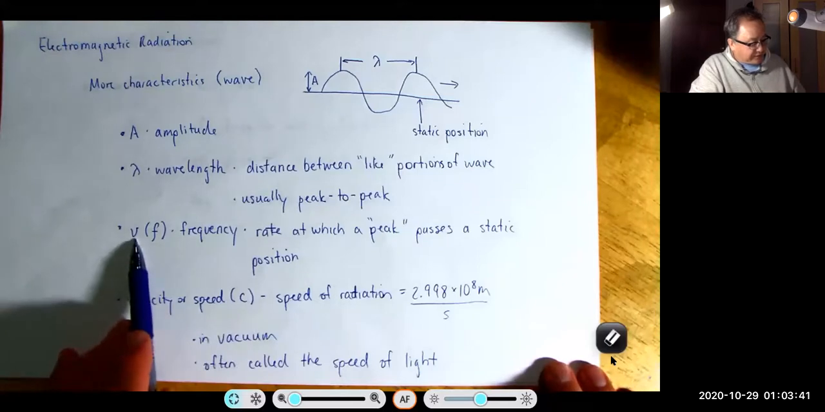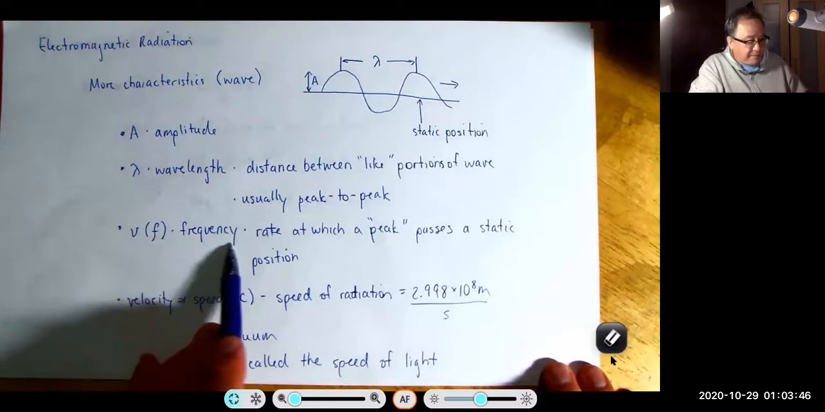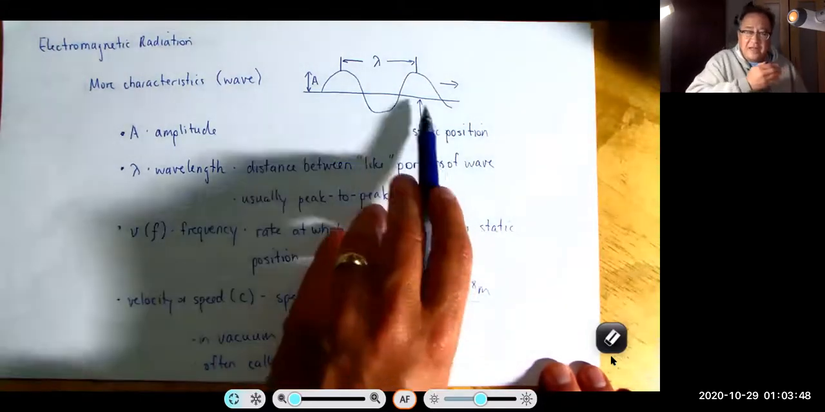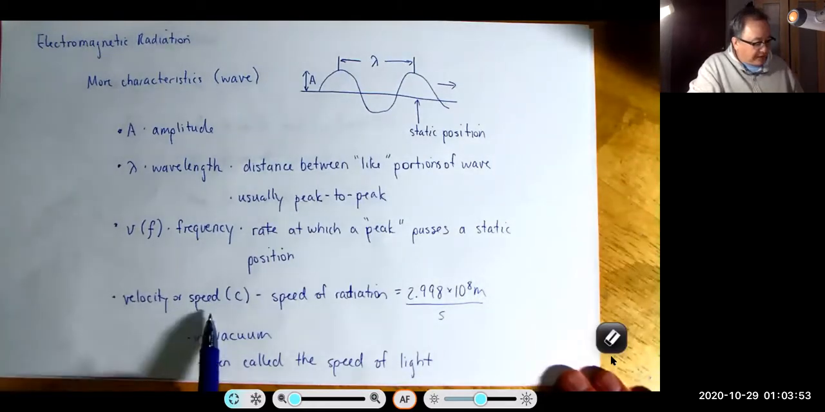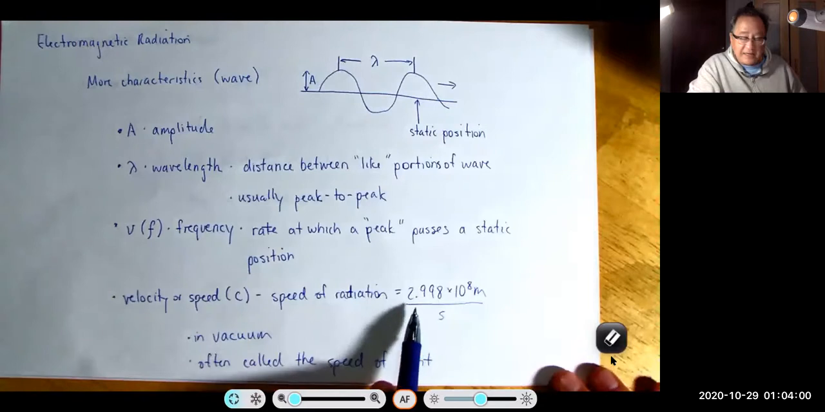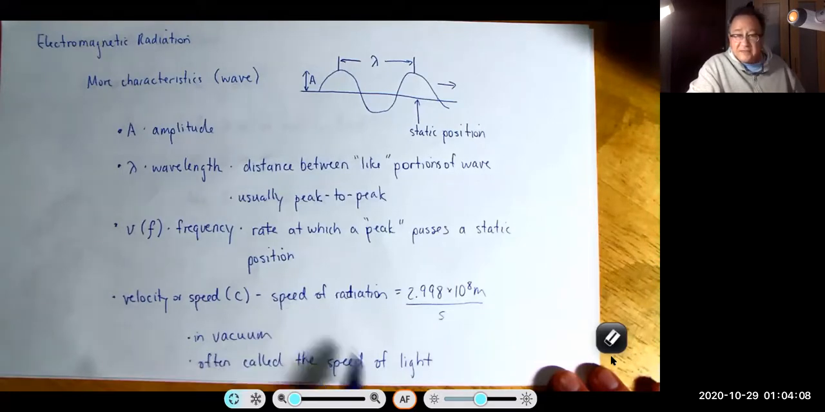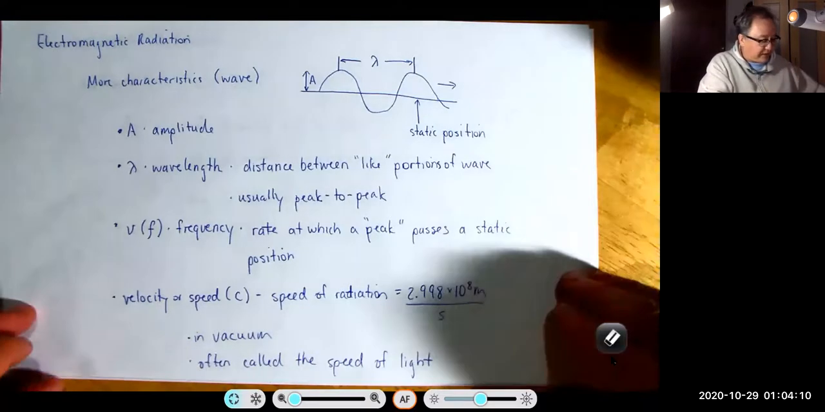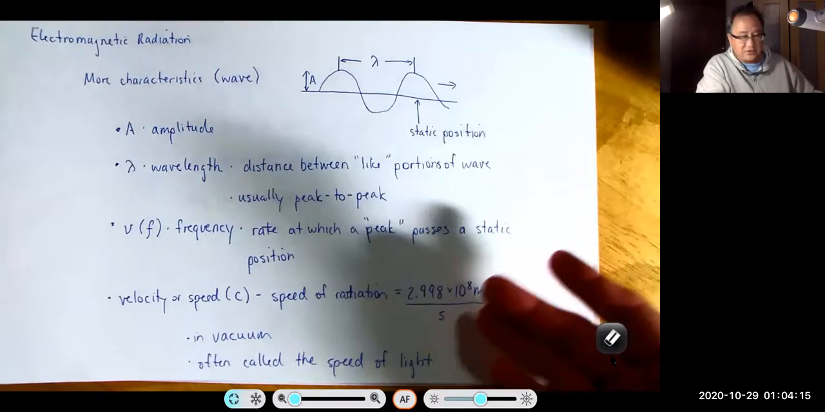Frequency, which is represented by this symbol here, or often with an F, is the rate at which a peak passes a static position. So that'd be like how many waves per second. And velocity or speed is the speed of the radiation. And for all electromagnetic radiation in a vacuum, the speed is 2.998 times 10 to the 8th meters per second. That's the number you want to memorize. This is often called the speed of light, because certainly light, if we think about it, visible radiation, it does have the speed of electromagnetic radiation.